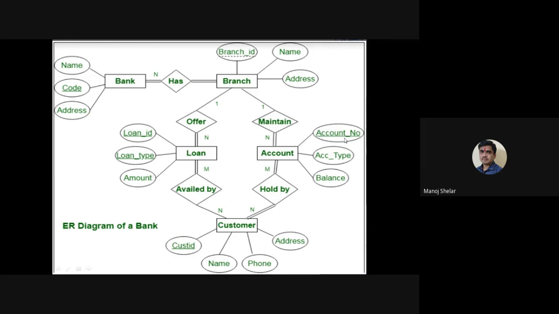Account number is a key attribute, this is the primary key, so here underline. So account entity, account number primary key; customer entity, customer ID primary key. Then loan, suppose loan ID is the key attribute. Then bank, suppose this code is a key attribute. Okay, this is a simple diagram of the banking system.